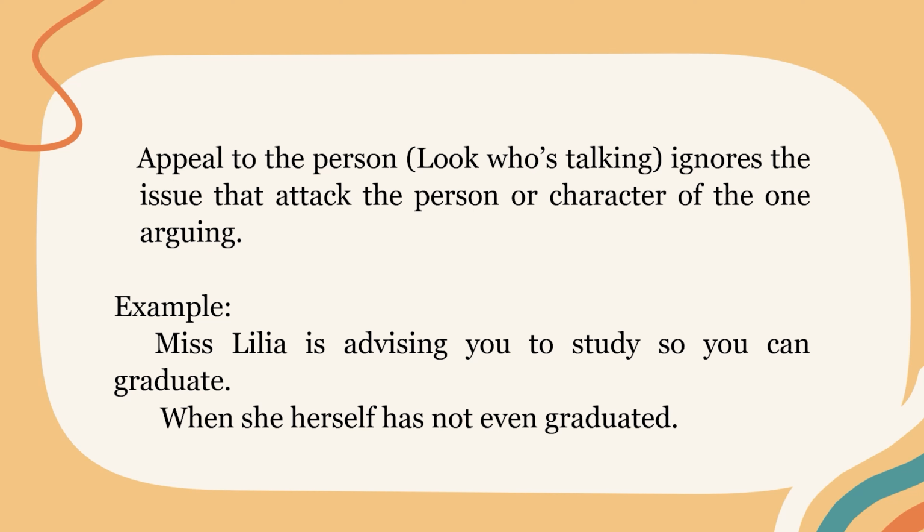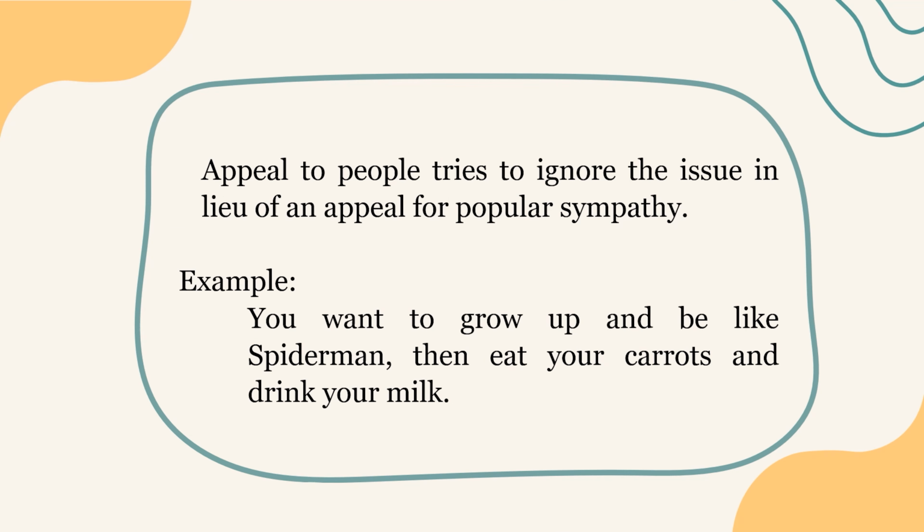Appeal to people tries to ignore the issue in lieu of an appeal for popular sympathy. Example: you want to grow up and be like Spider-Man, then eat your carrots and drink your milk. The statement describes the appeal to the people fallacy, which involves diverting attention from the issue at hand and making an emotional or sympathetic appeal to popular sentiments.